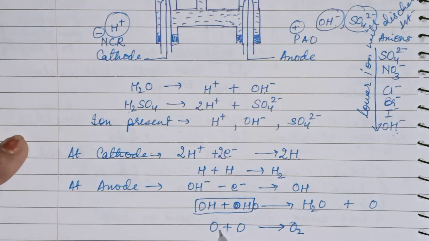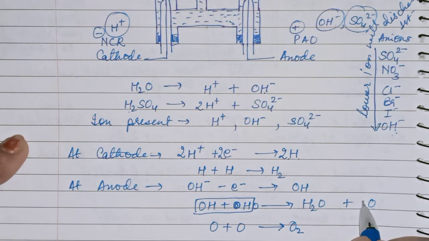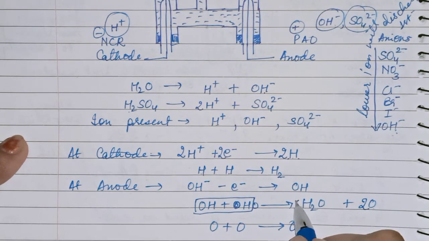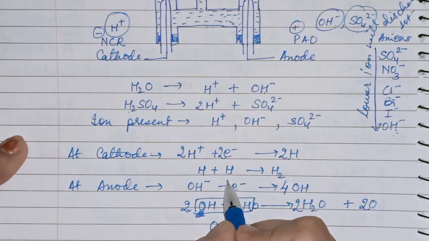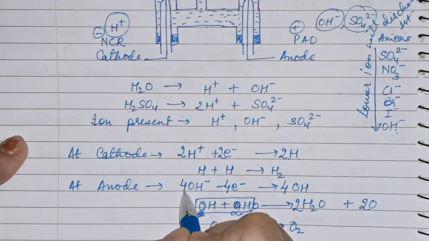How many atoms of O you are using? 2. So put 2 over here, 2 over here, 2 over here, and 2 over here. So this equation will be 2, 2, 2 and 2. So now you are taking 4 OH, 2 here and 2 here. So put 4 here so that it will break down into 2 OH and 2 OH.